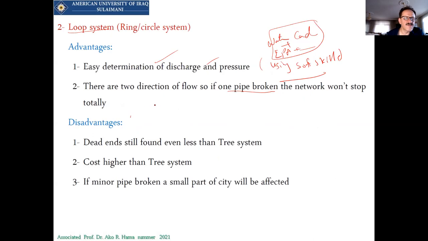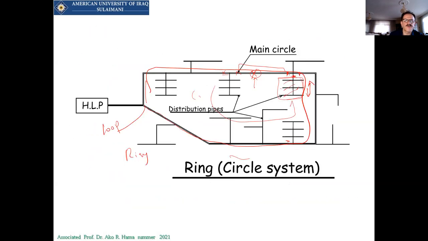Now, what is the disadvantage of this one? We have also dead ends. Still there will be dead ends, even if it's less than the tree system, but there is a dead end. And the high cost of this system. This system is costing too much because you have to cover all the city. This main pipe, you should cover all the city and make a ring pipe system for all the cities.